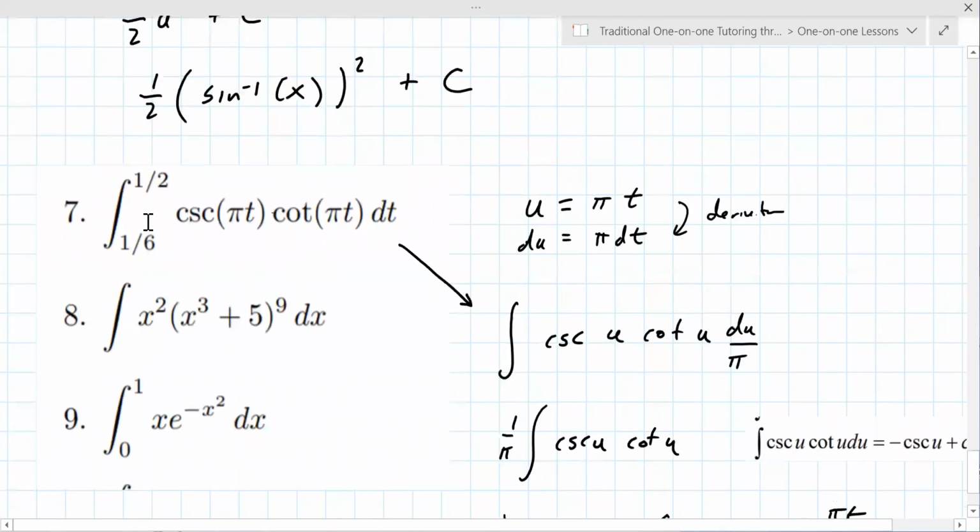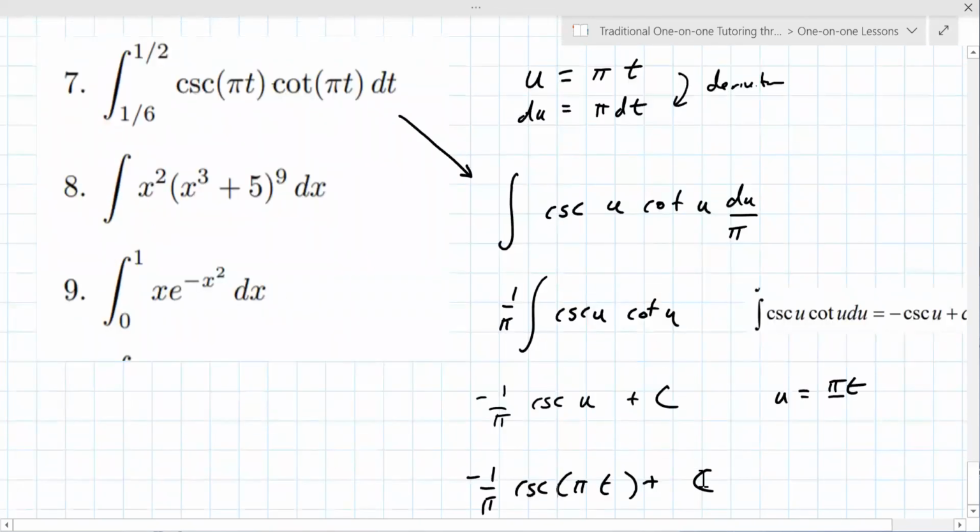But if you remember, this one actually had bounds on it, so we actually need to evaluate it. We're not going to, but is it not right to write plus c from the -1 over pi cosecant pi t? You would not write plus c in this problem because you eventually would back substitute and put the numbers in. The difference between 7 and 8 is that 7 gives you a number and 8 gives you an equation, a family of curves, because there are no limits here, no bounds of integration.